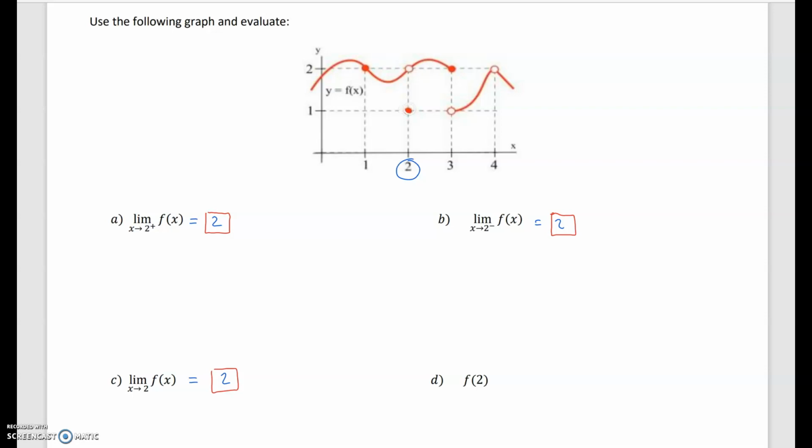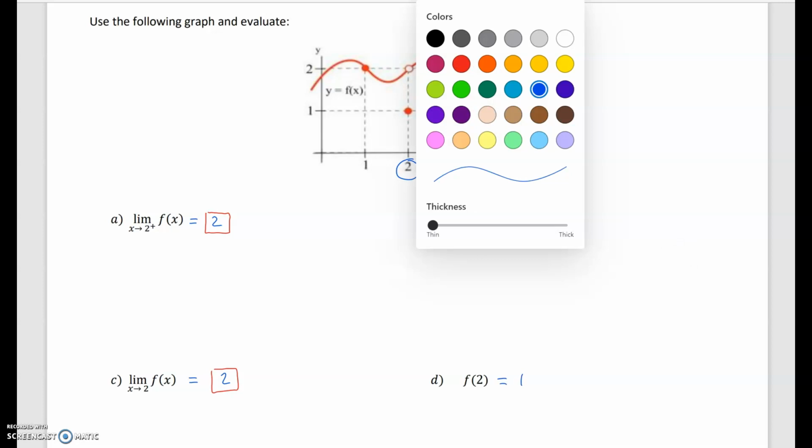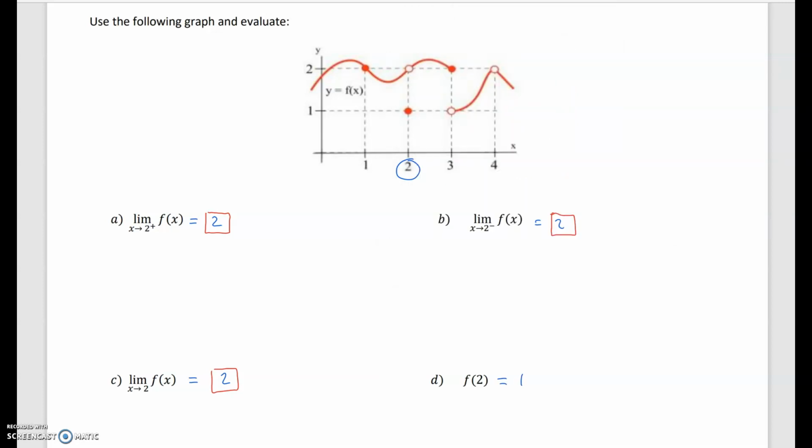Now, part D is asking for f of 2. F of 2 is this dot, not on the function, since it has an open hole. And in this case, this is equal to the value of 1. That's actually it for D. So careful, it's not 2. The function is not defined at 2. It's actually not continuous at 2. And your function value at 2 happens to be 1. We're looking at this dot here.